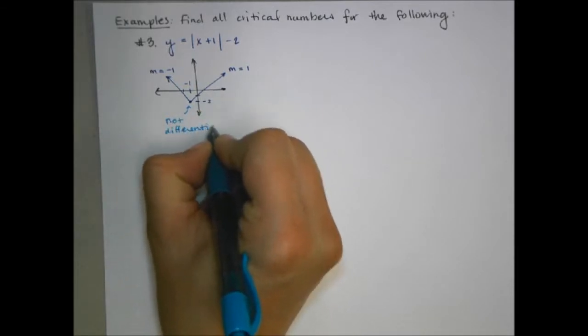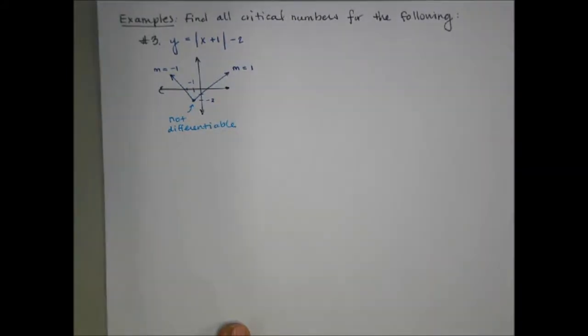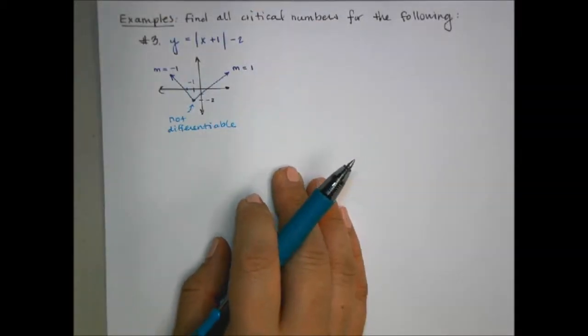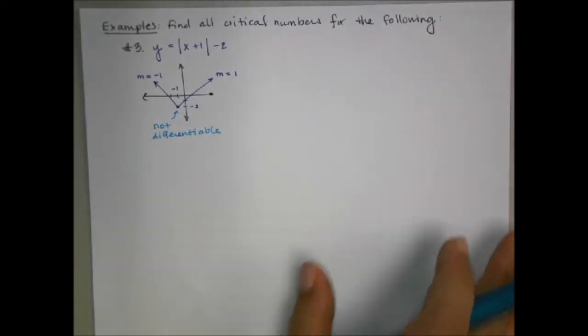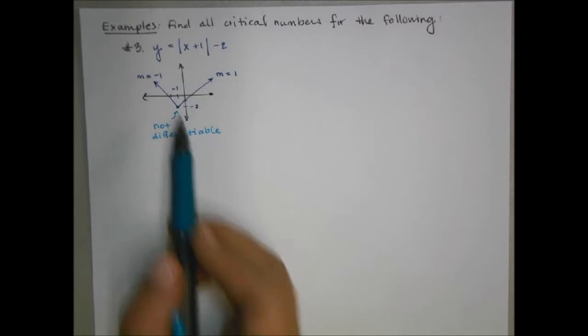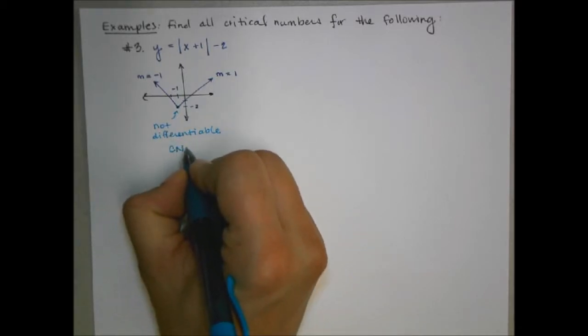So critical numbers, if I'm asked to find all the critical numbers for the function, it would be where the derivative or slope of the function is 0, and we're not getting that anywhere, or anywhere where this function isn't differentiable. There's only one place where that happens, and it's when x is negative 1. So my only critical number here is when x is negative 1.